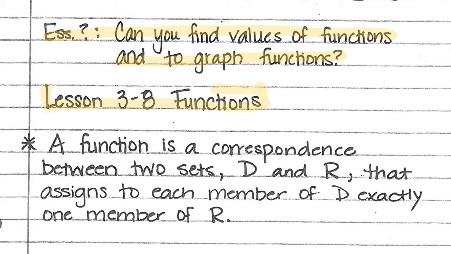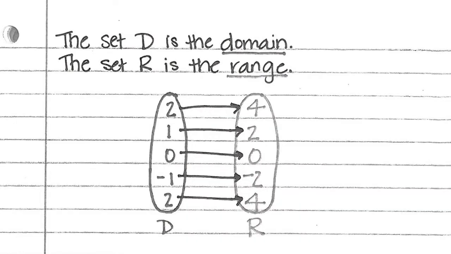Lesson 3.8, this is all about functions. A function is a correspondence between two sets, the domain and the range, that assigns to each member of the domain exactly one member of the range. Now, typically, our domain is X and our range is Y, but that doesn't always happen anymore, so let's see what they have in store for us. Here they tell us the set D is the domain, the set R is the range. Two words you should be familiar with.